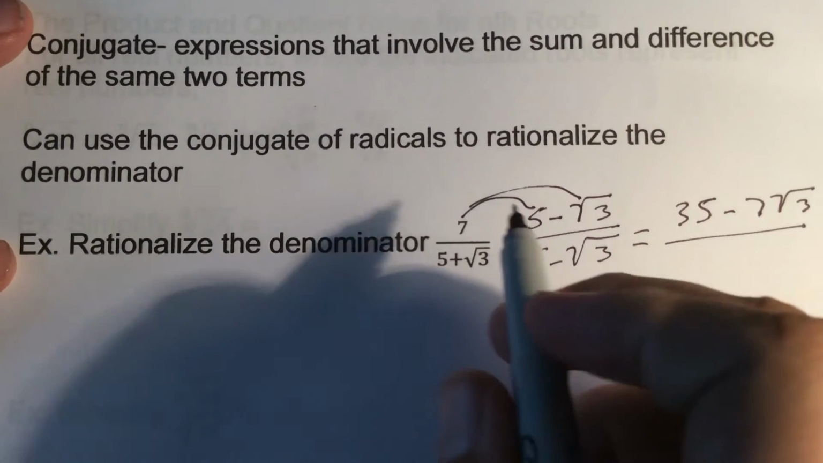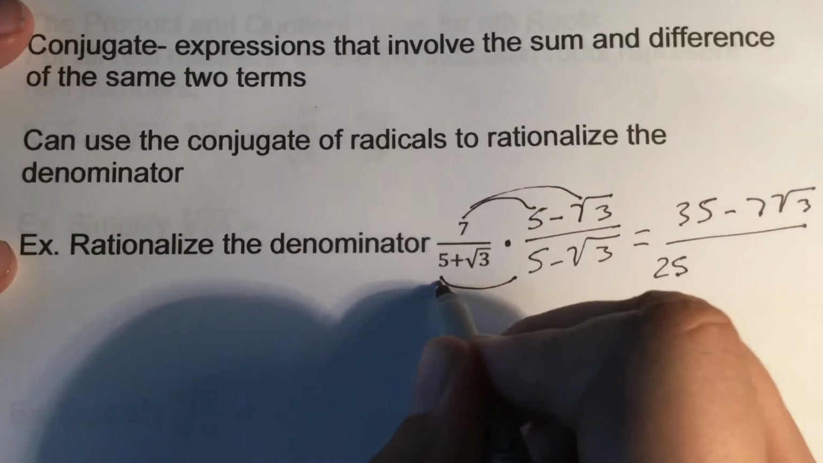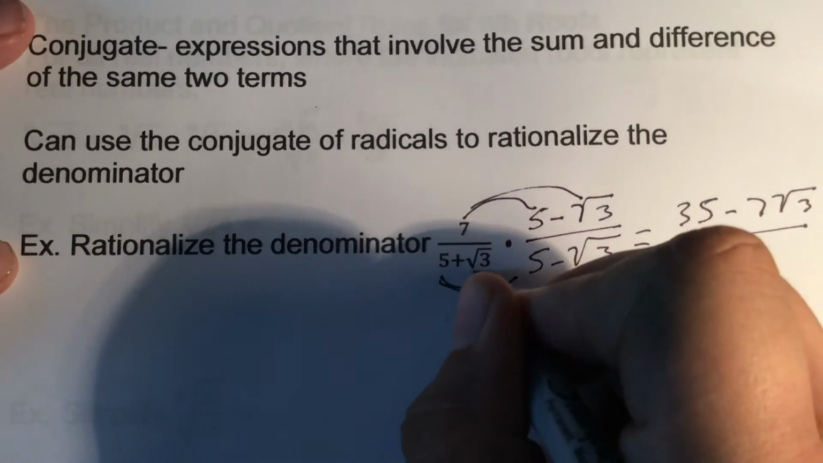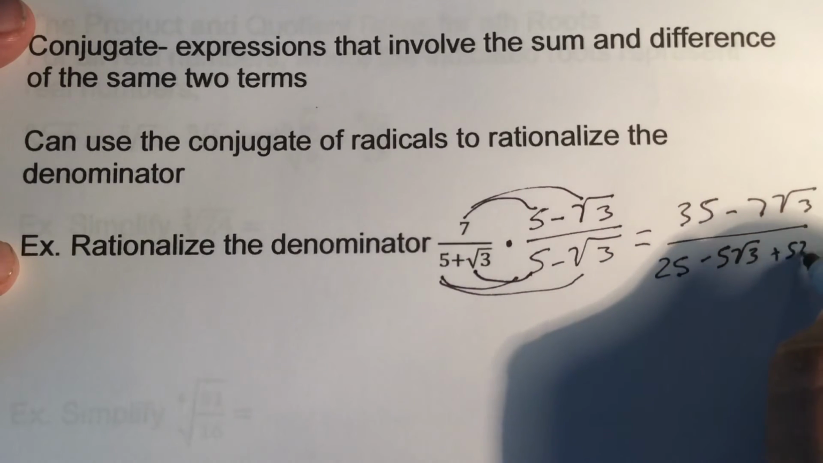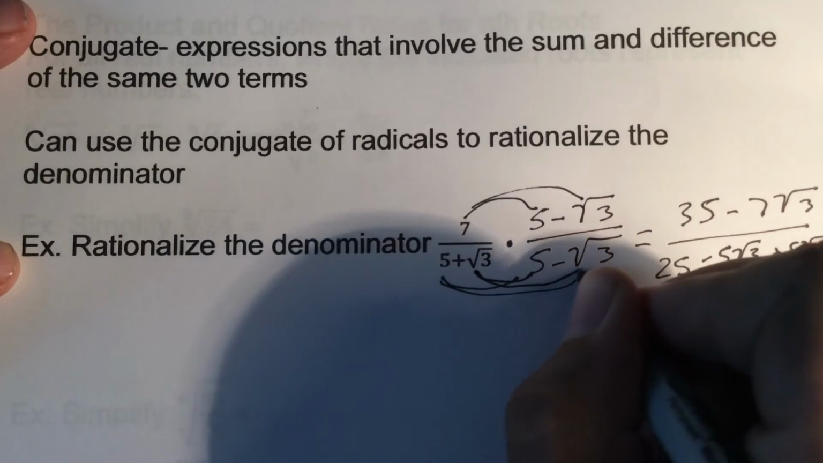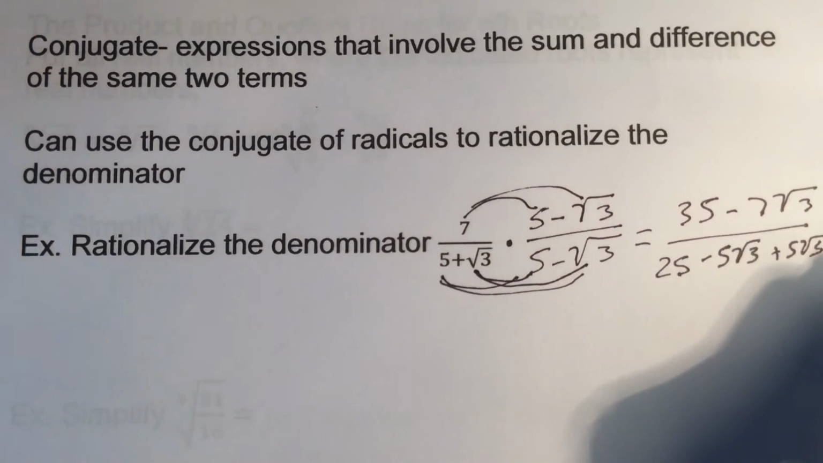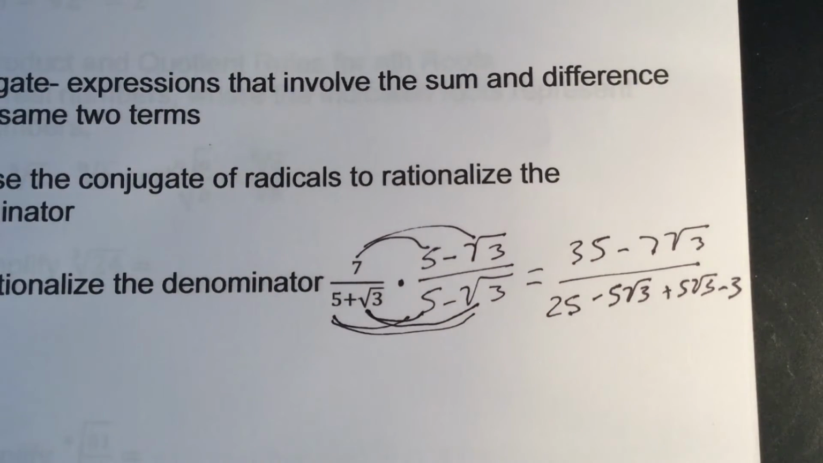Now on the bottom we would FOIL this, and 5 and 5 would make 25. 5 and a negative square root of 3 would be a negative 5 square root of 3. Square root of 3 times 5 would be a plus 5 square root of 3. And then square root of 3 times a negative square root of 3 would be a minus 3, because it would be a minus square root of 9. Move it over a little bit.